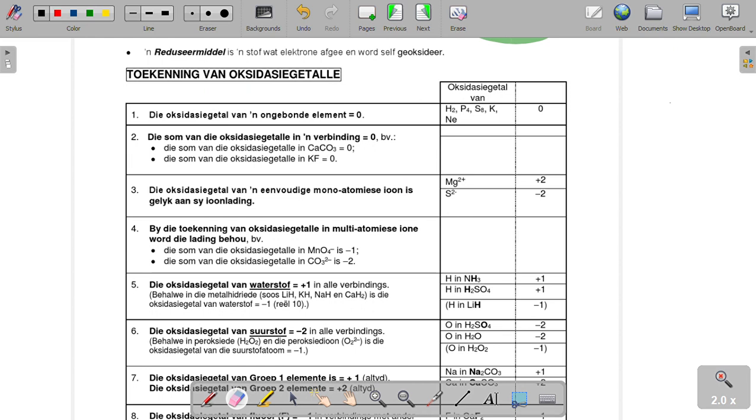As dit 'n element is sy oksidasiegetal 0. If it's a monoatomic ion, then whatever the charge of the ion is, that is also the oxidation number. So magnesium 2 plus has an oxidation number of 2 plus.